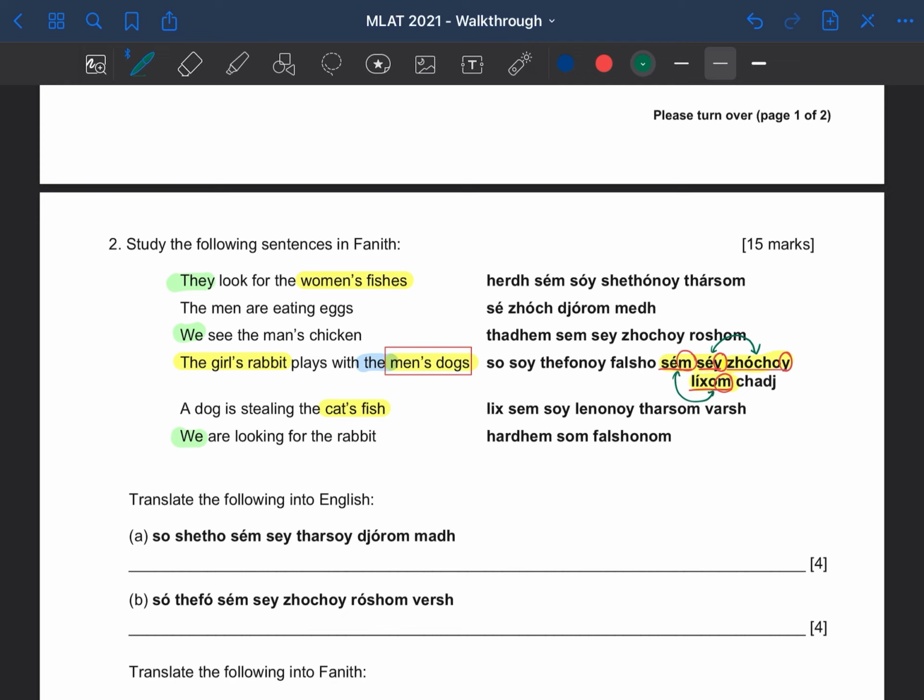We can use this pattern and put this on the girl's rabbit. Soy, therefore noi, would be the girl. And we have so falshoy, being rabbit. And this time it doesn't have the M ending because it is not in the accusative case. And lastly, we have place with as the last word, which is charge. And yeah, so we can still observe the SOV word order.